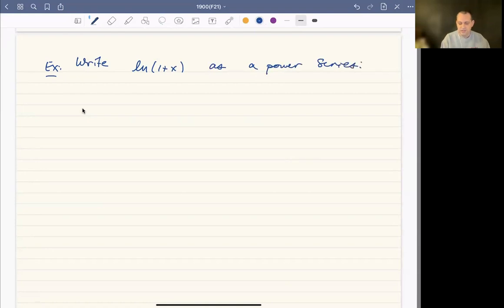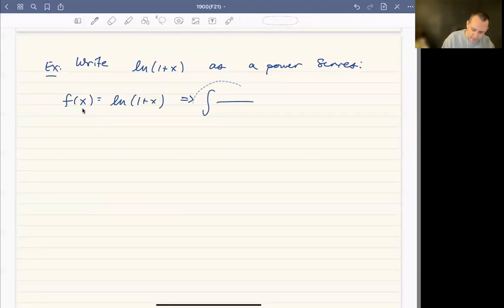Okay, and there's various ways to do this, but I think the easiest way to do this is if we take f of x, which is the natural log of 1 plus x, notice that f prime is 1 over 1 plus x. And that's very close to a geometric series. And it turns out that we're gonna really exploit that. So f of x is actually going to be, if I want to think about it this way, the integral of the derivative.